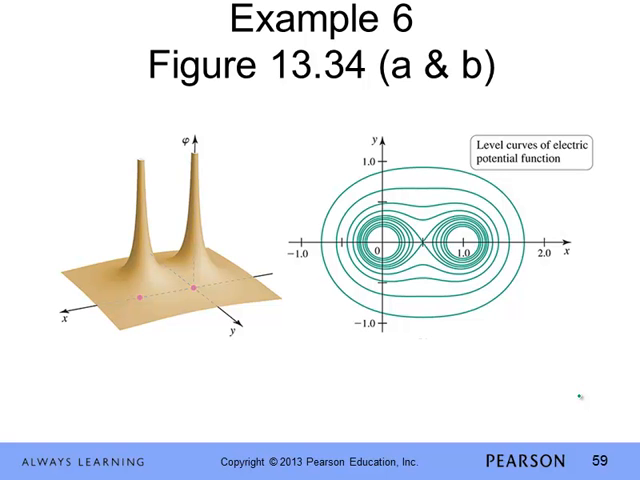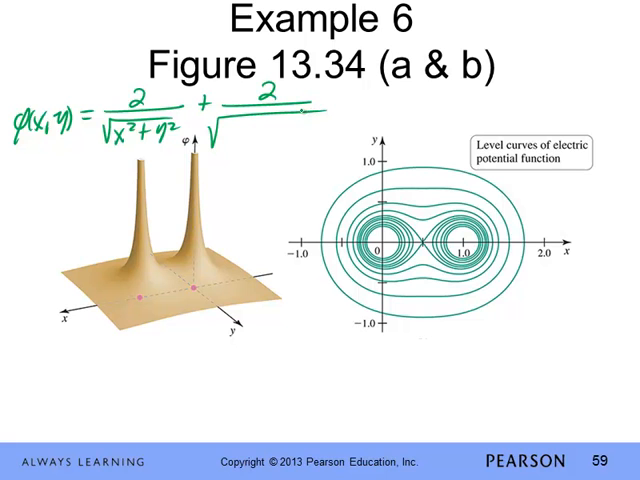Here's yet another example. This is example number 6 for those people who are the electrical engineering students here. Electrical potential function. Let me go and write the function down. So we have phi of x comma y is equal to 2 divided by the square root of x squared plus y squared, plus 2 divided by the square root of (x minus 1) squared plus y squared.